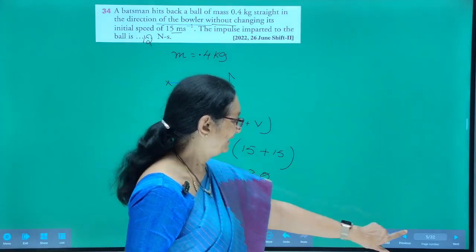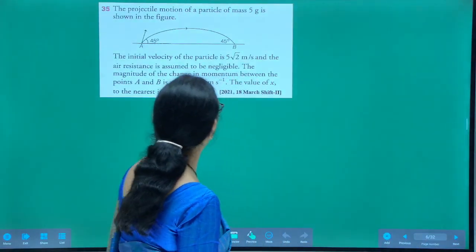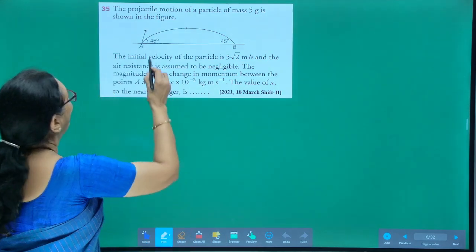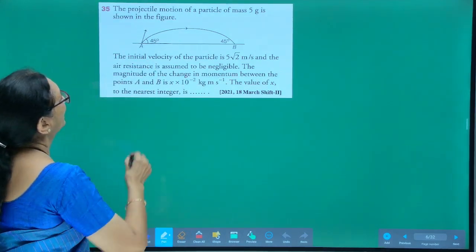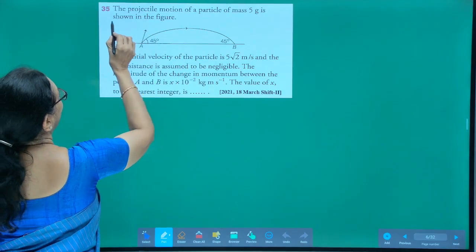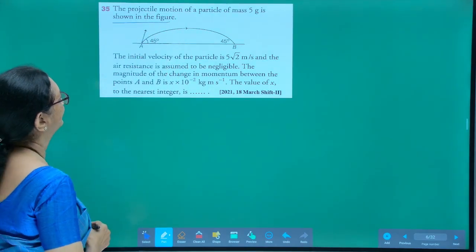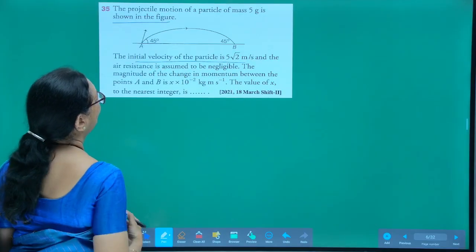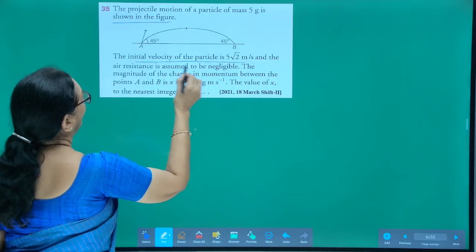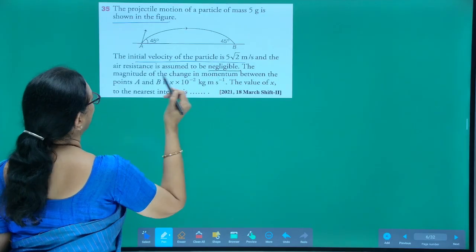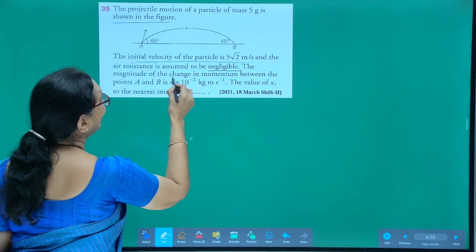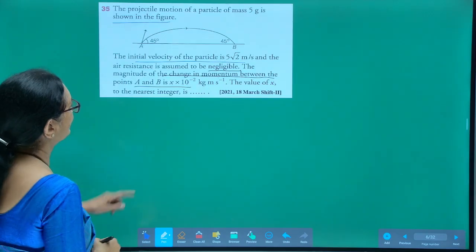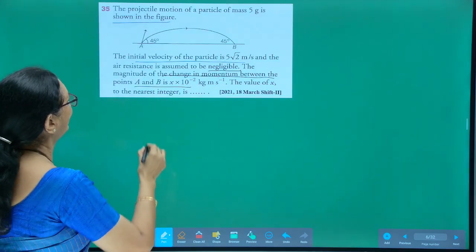Right? Let us move on to the next problem. They are so easy, isn't it? Now, a projectile motion particle of mass 5 grams is as shown in the figure. Initial velocity of the particle is 5 root 2. Air resistance is negligible. Magnitude of change in momentum between A and B is x into 10 power minus 2.